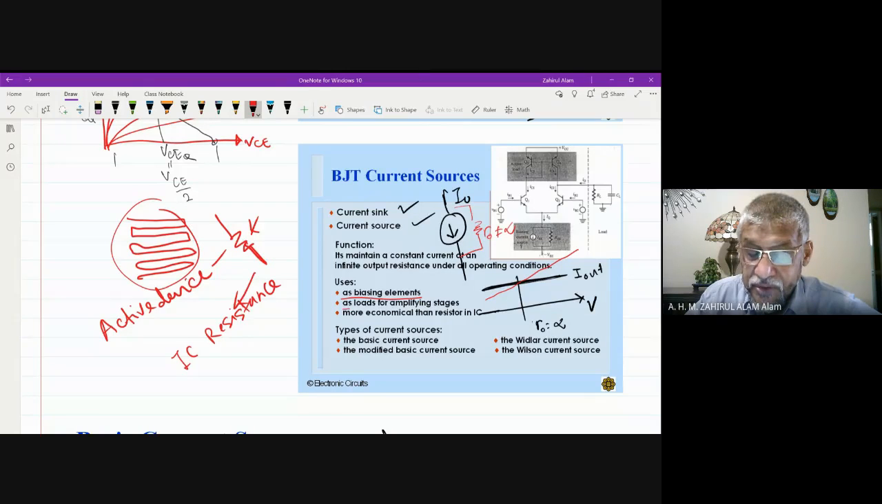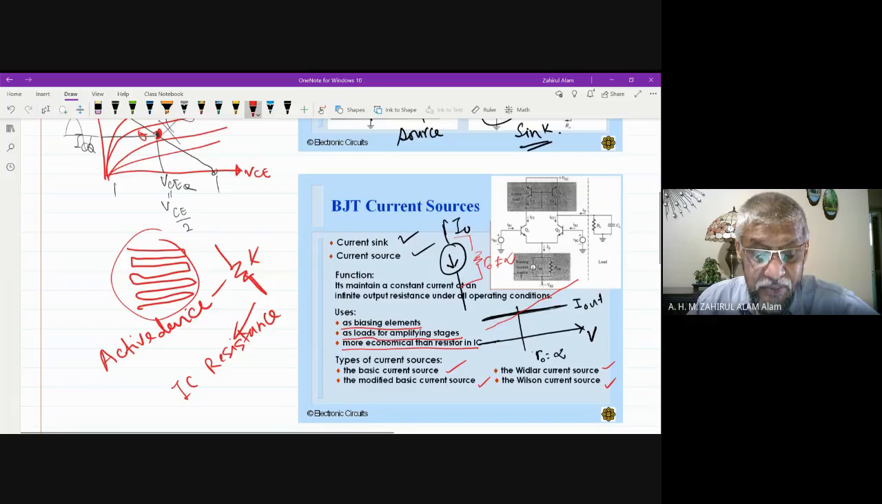So this current source can be used for biasing, as I mentioned, and also as a load, because last time, in order to provide a load, we used the RL resistance. Also a resistor takes a huge area, so a current source is more economical than a resistor in an IC because it uses less area. So there are four types of BJT current source: the basic current source, modified current source, Widlar current source, and Wilson current source. We are going to study these current sources one by one.